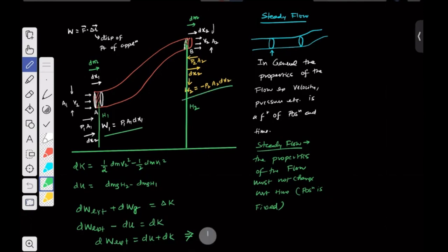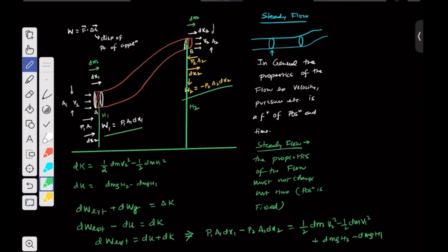So if I write that down, it will be P1A1 dx1 minus P2A2 dx2 equals half dm V2 square minus half dm V1 square plus dm gh2 minus dm gh1. Correct?